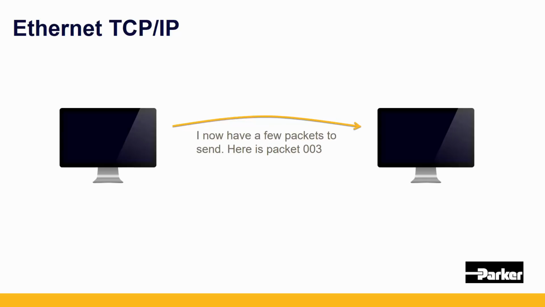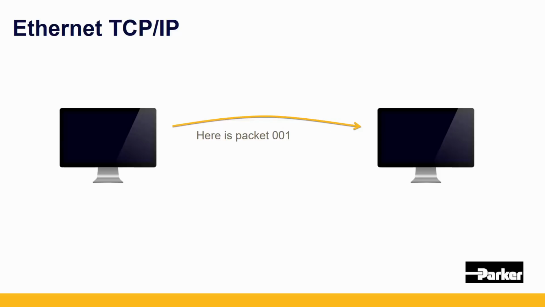Now device A says, okay, I actually need to send you a ton of data and it doesn't fit all into one single message. So I'm going to have to send you multiple messages. So device A goes ahead and starts with packet 3. Device B again has to go through and check the data, make sure that everything looks good, and confirm to device A that it received that data.